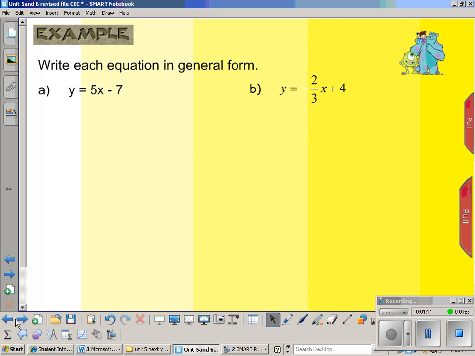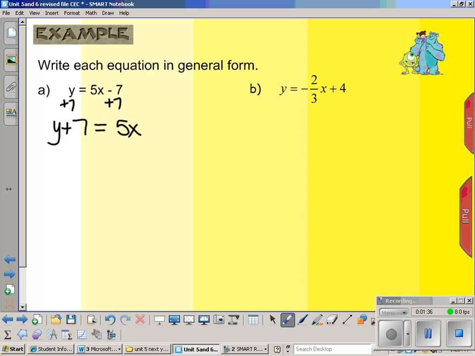So we want to manipulate these equations so we want them to be equal to 0. So we need to move the 5x and the negative 7 to the left-hand side. To do that, we use inverse operations. It doesn't matter which one we start with, but let's pick add 7. So we will have y plus 7 equals 5x.